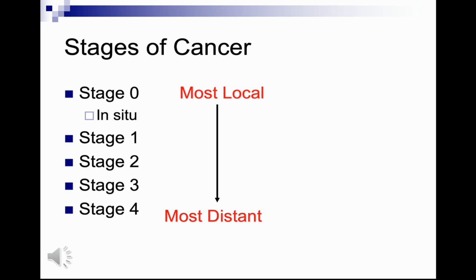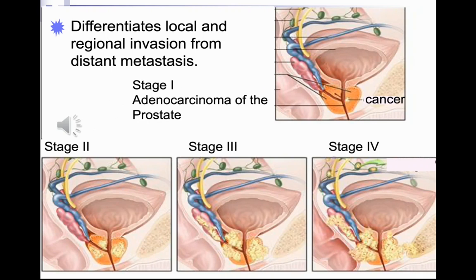And the stage is named by the degree of anatomical spread. So stage 4 would be the most distant. I want you to understand the concept. Stages can vary depending on individual cancers. So again, when you take care of a patient in clinical, you will go to the American Cancer Society homepage or some other site and determine what the stage means for the patient that you are taking care of. Staging is the degree of anatomical spread. And here are some pictures that show you stage 1, 2, 3, and 4. And this is in a prostate.